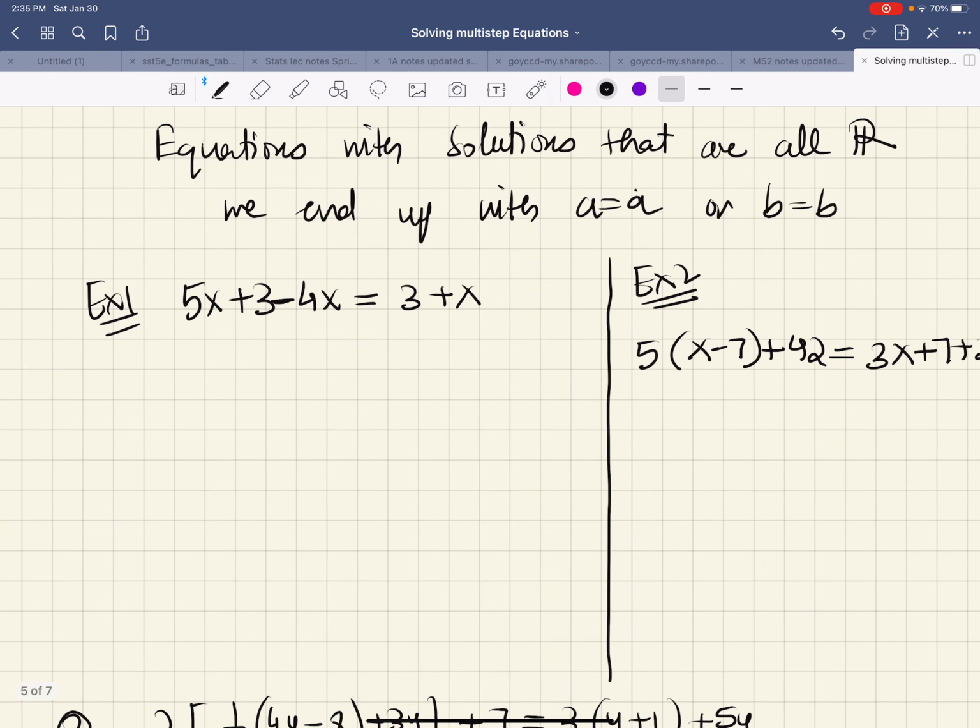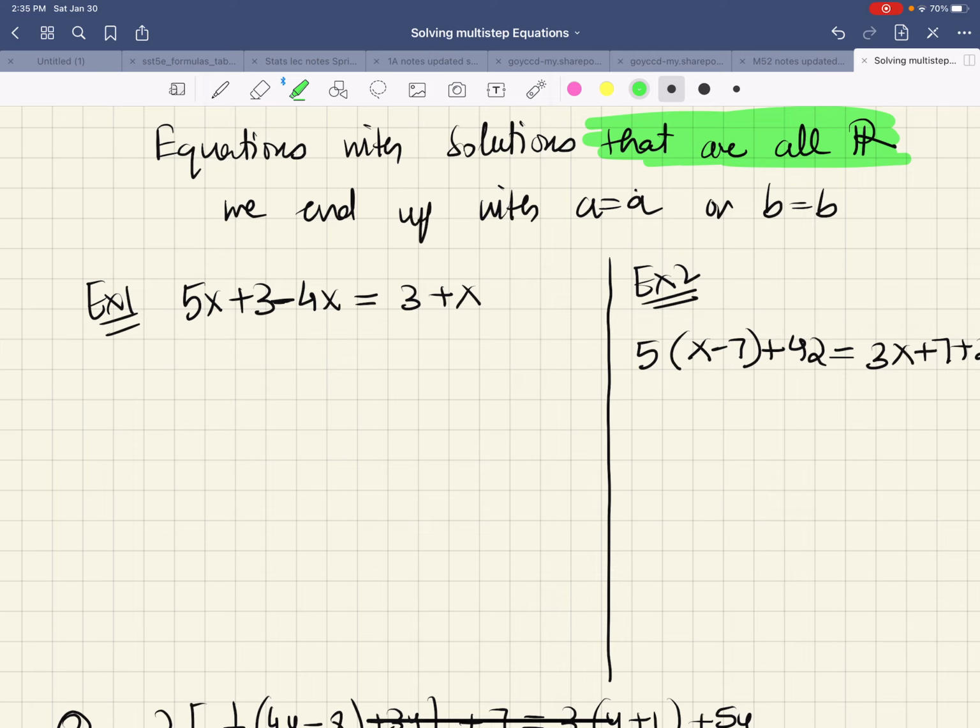All right, the second type of equations I'm going to cover in this video are the ones where solutions are all real numbers. That means no matter what number you plug in for the variable, you can plug in 1, 2, 10, 2.5, negative 37, any number you want, the left and right hand side will always be equal.